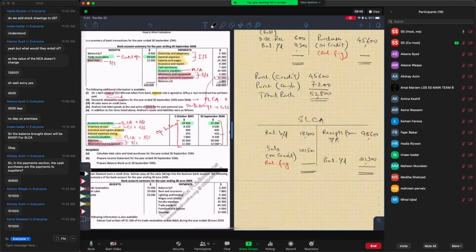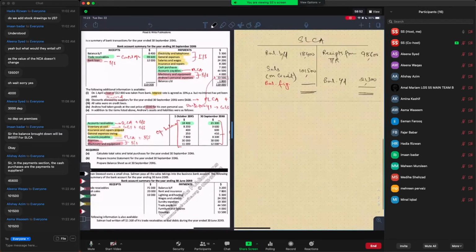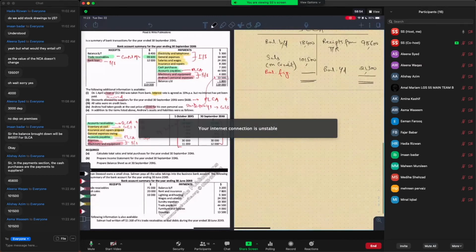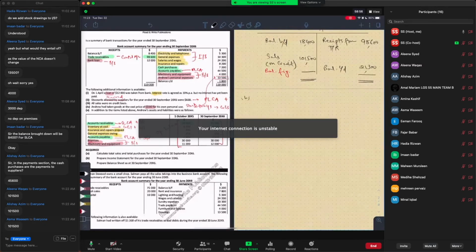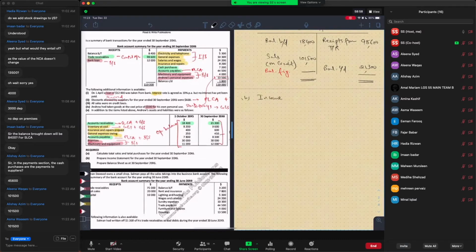Now we can start with part B. We can make the income statement, right? So part B, this is part B, income statement for the year ended 30th of September 20x6, right? And we will have our 2 columns.